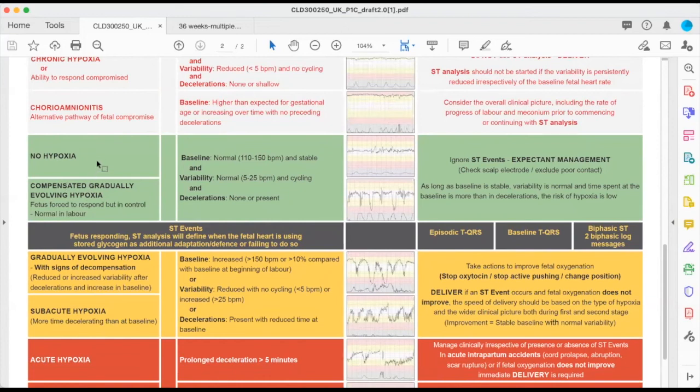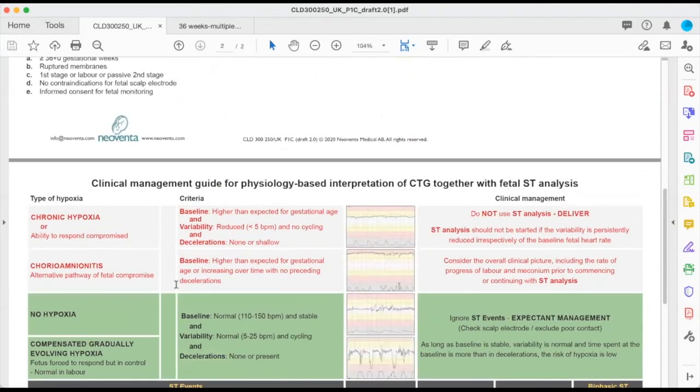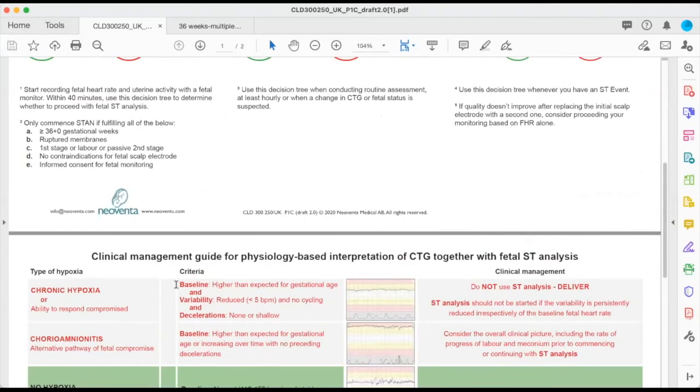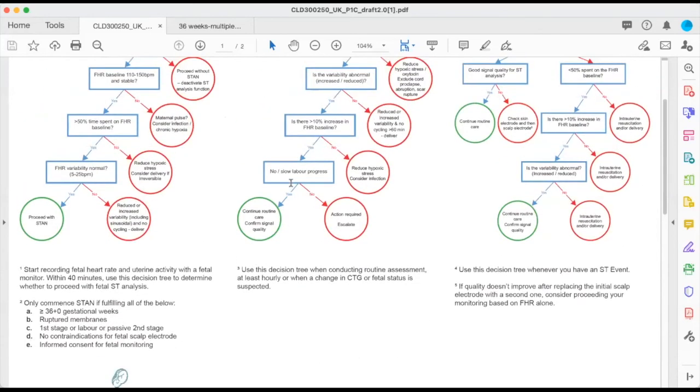A baby that has no hypoxia whatsoever, is not showing any chorioamnionitis, or a baby that is facing some hypoxic stresses but is still stable. That's the baby I can start STAN on, yeah? A baby that's already starting to become hypoxic, I can't set a baseline on it anymore. Remember, I am setting the baseline for my baby. So I need this baby to start from normal.